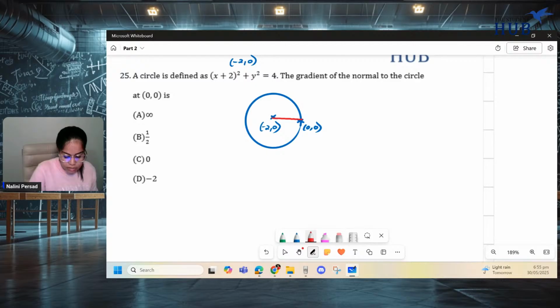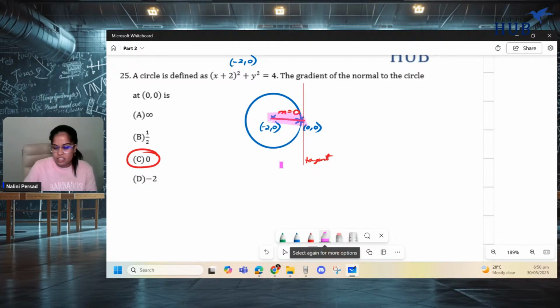And are they asking for the gradient of the normal, meaning the gradient of the radius? What's the gradient of a horizontal line? 0, right? They didn't ask for tangent. This is a tangent. They asked for the gradient of the normal, which is your radius.